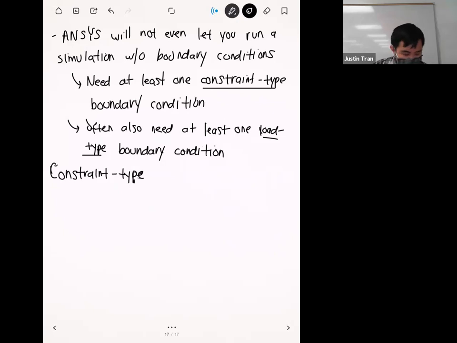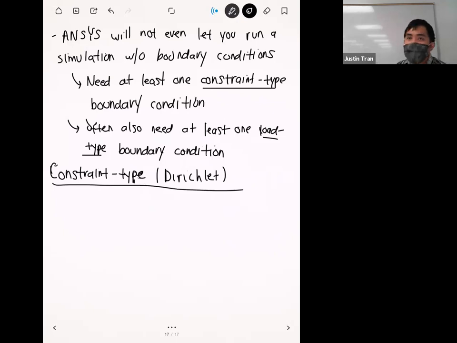Okay. So these have a fancy mathematical name, and the fancy mathematical name for these is Dirichlet boundary conditions. And so it's only recently that I started using the terms constraint type and load type, so sometimes I might accidentally say Dirichlet boundary conditions, and then the other type of boundary condition is called Neumann, just because that's how I learned it initially, but I think constraint type and load type are a little bit more intuitive to at least what they do for the solution.